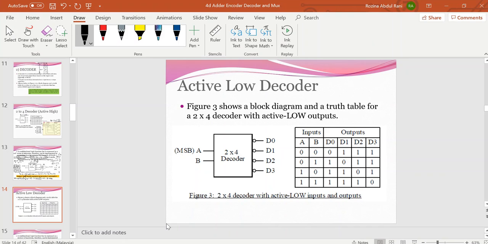So decoder also has an active low decoder. An active low decoder is the same thing as an active high decoder, but with an inverted enable input and inverted output. So the truth table for the active low decoder is opposite to the truth table for the active high decoder.